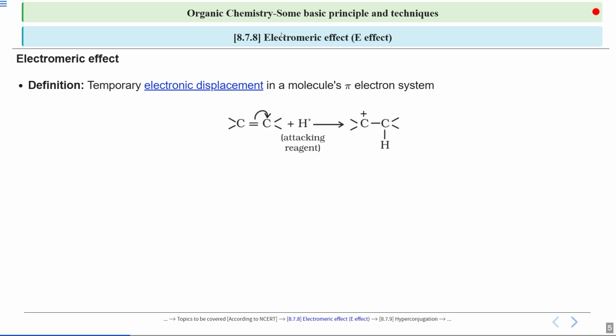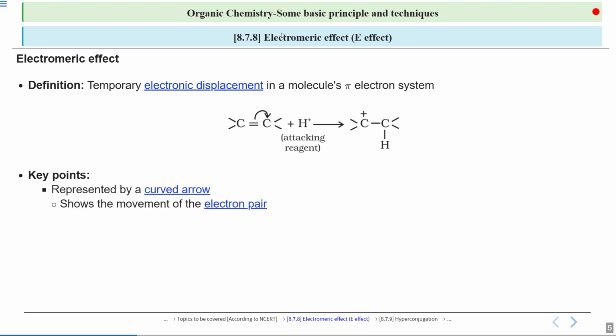Now here is an example to illustrate how this electromeric effect is temporary. You can see how the electrons are displaced within the molecule. What are the key points? First, remember that the curved arrows represent the movement of an electron pair. This is the normal way to represent the movement of electrons. You can also see that the electron pair is being donated from a pi bond onto a carbon, because the tail of the arrow is on the pi bond and the head of the arrow is on the carbon.